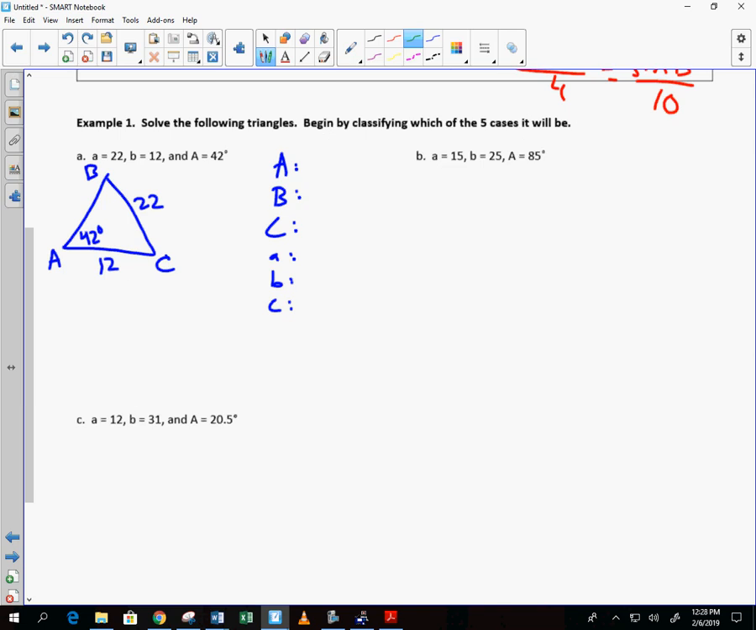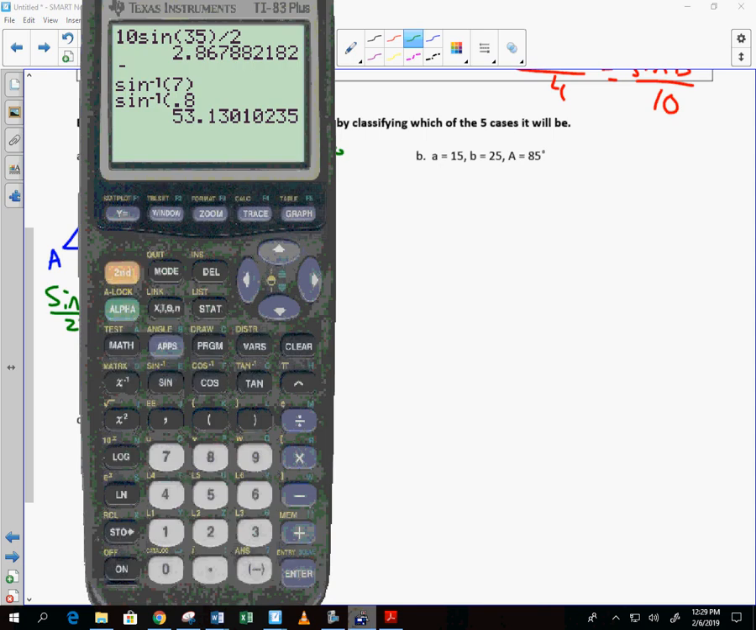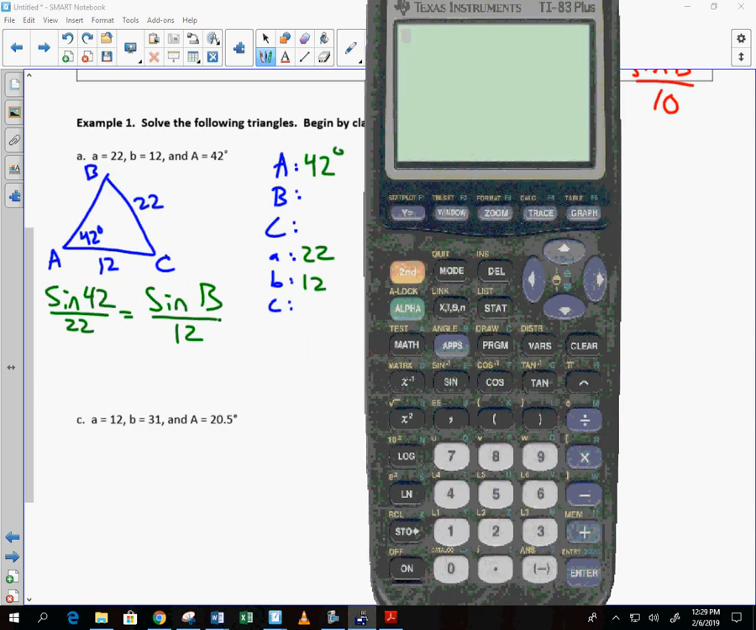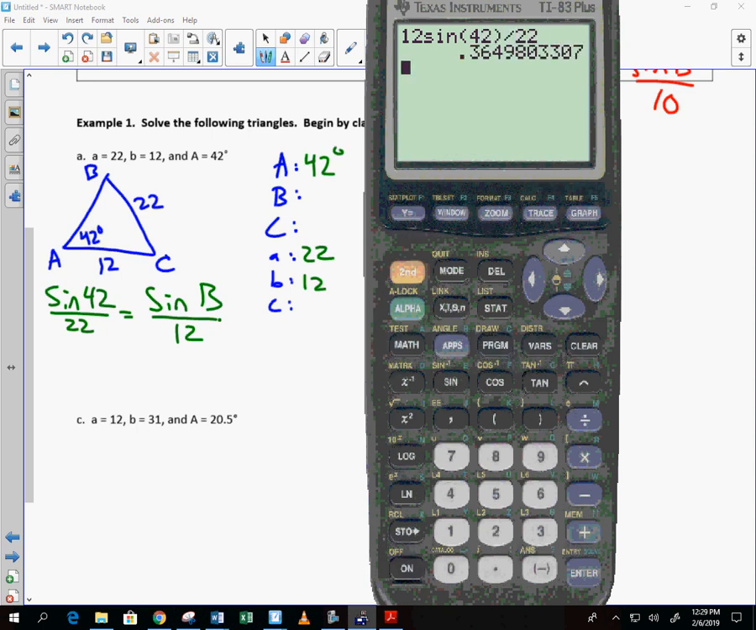Let's solve it. I've got A is 42 degrees. I've got B is 12. And I've got A is 22. Sine of 42 over 22 equals sine of B over 12. Easy way to solve this is to multiply both sides by 12. 12 sine of 42 divided by 22. And I get 0.3649.